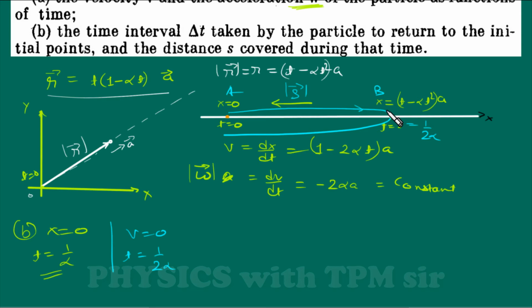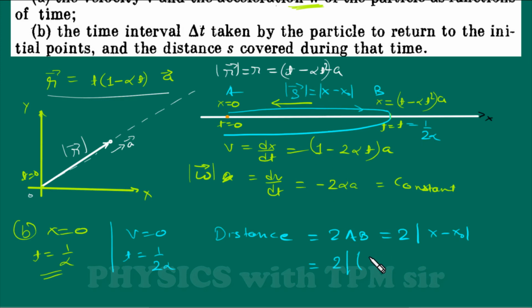Now the particle has gone here. So while going from A to B, what will be the displacement? Displacement will be x minus x naught. X naught is the initial position of the particle, and x is the final position. So I will write total distance will be equal to 2AB, or 2 times modulus of x minus x naught. So I will just have to find x at t is equal to 1 by 2 alpha, and the question is solved.